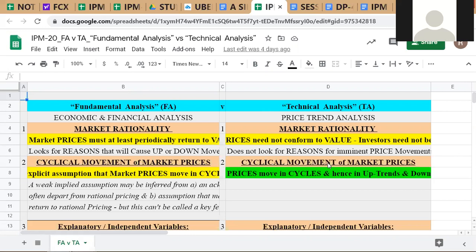In TA, this is a very critical assumption that market prices move in these kind of cycles. Whereas in FA, there is no such explicit assumption. This is one of the other important distinctions.